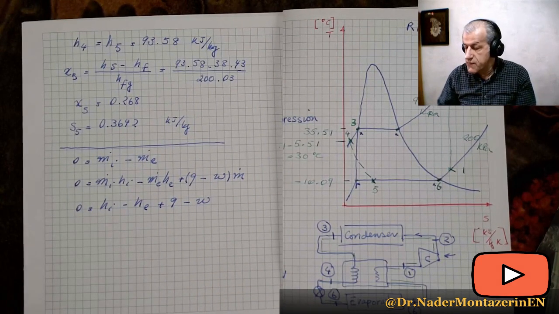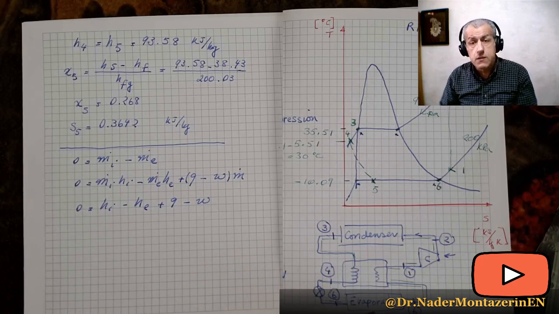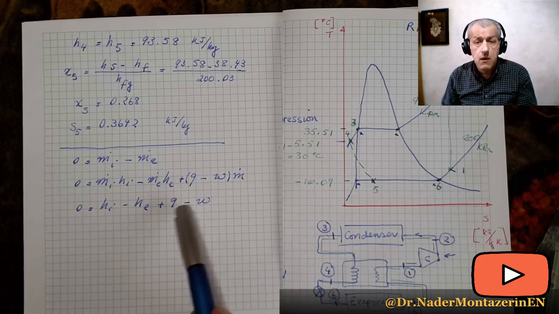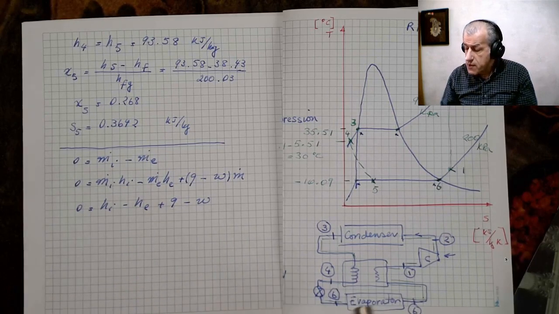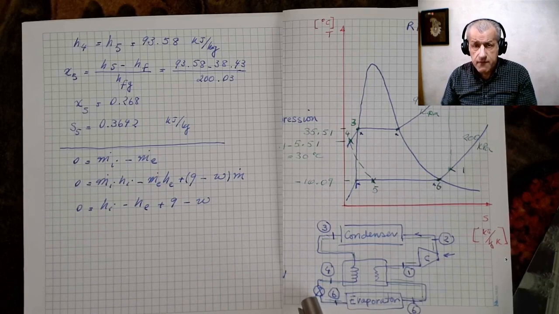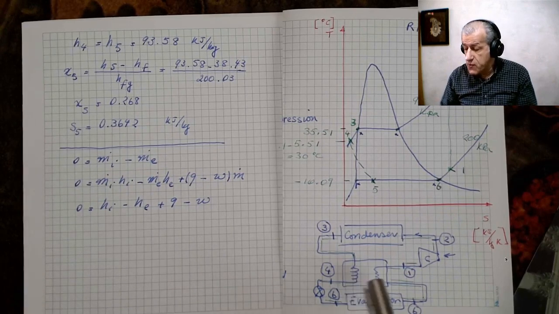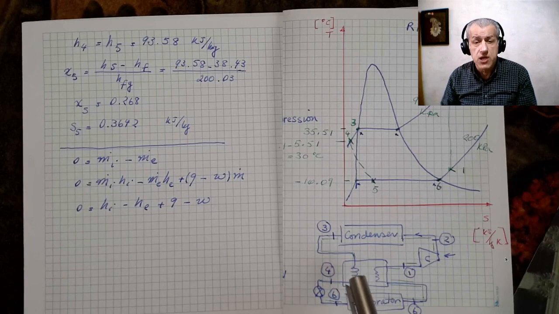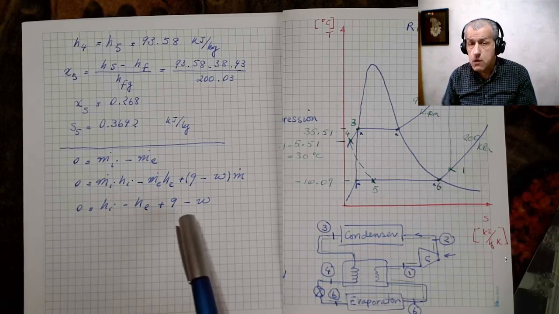If we write it down for condenser or evaporator, there is no work, but there is heat transfer. So work is 0 and there is heat transfer. If we write it for throttling valve, there is no work and there is no heat transfer, so HI equals HE. And if we write it for this heat exchanger, there are 2 inlets, 2 outlets, no work, no heat transfer.